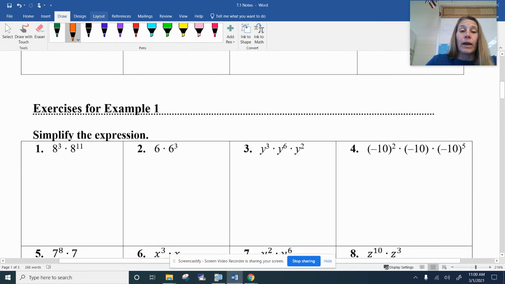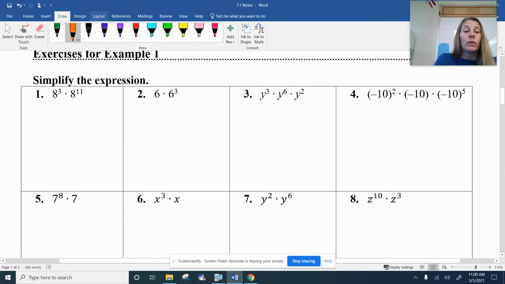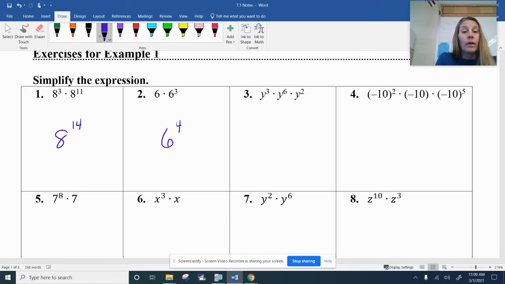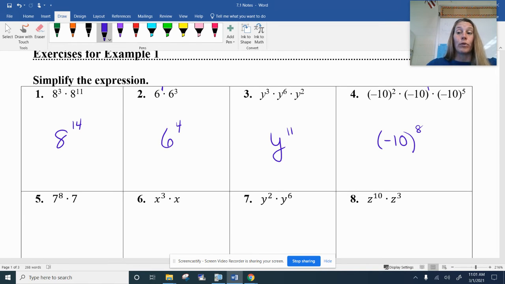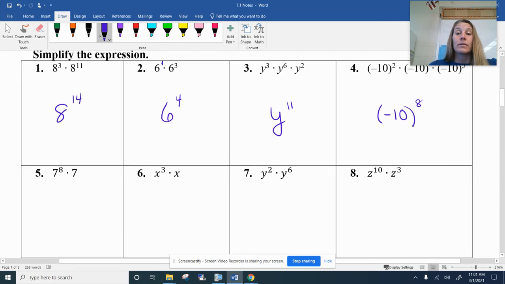Okay, so just doing a few practice problems for these. Number 1 would be 8 to the 14th, just adding up the 3 and the 11. Number 2, 6 to the 4th, adding up the 1 and the 3. Number 3 would be y to the 11th, 3 plus 6 plus 2. And then number 4, we have -10. 2 plus 1 plus 5 would be 8. So -10 to the 8th. Noticing I'm keeping that base number, if it's negative, in parentheses.